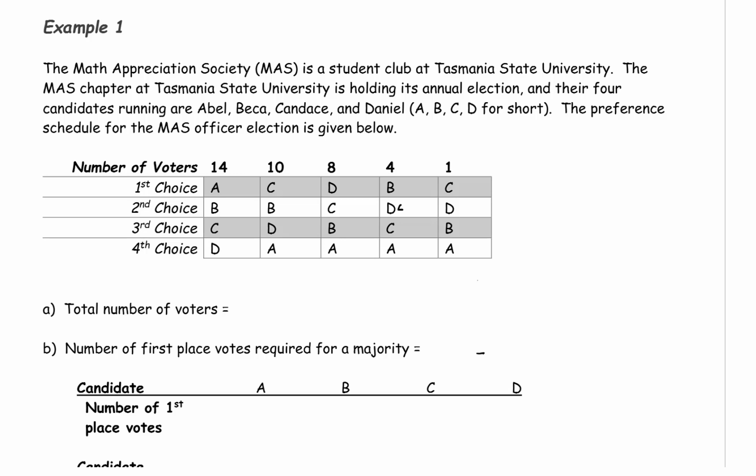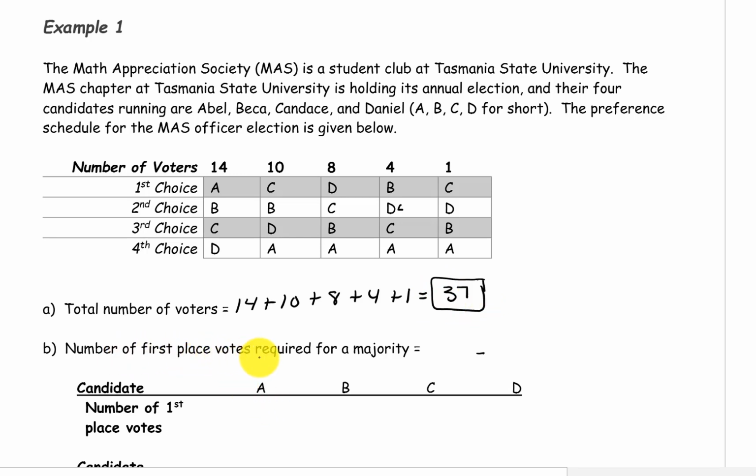The first thing that we want to do is find the total number of voters, so that's adding the numbers along the top here. So that would be 14 plus 10 plus 8 plus 4 plus 1. This gives us a total of 37 voters.